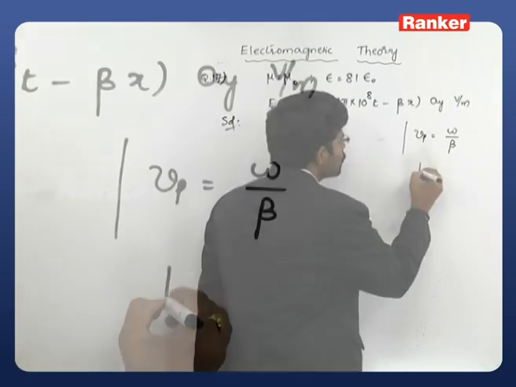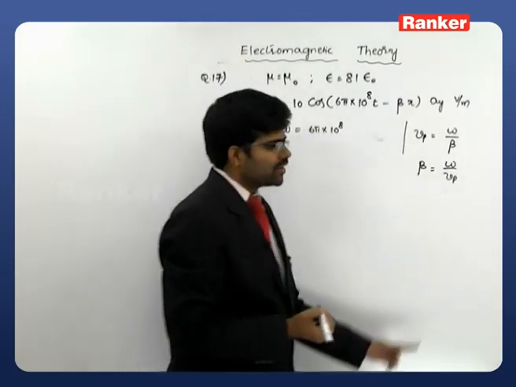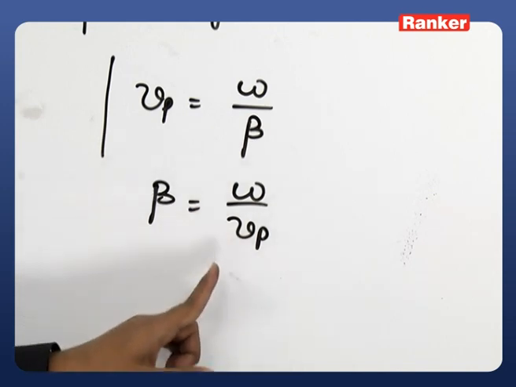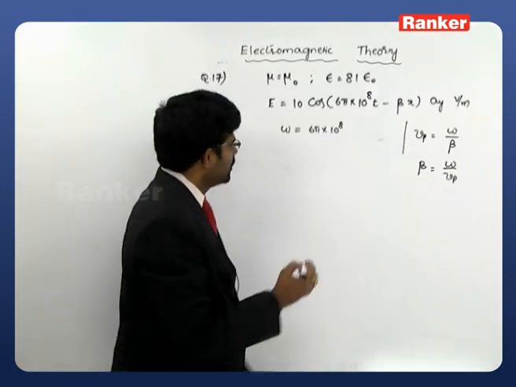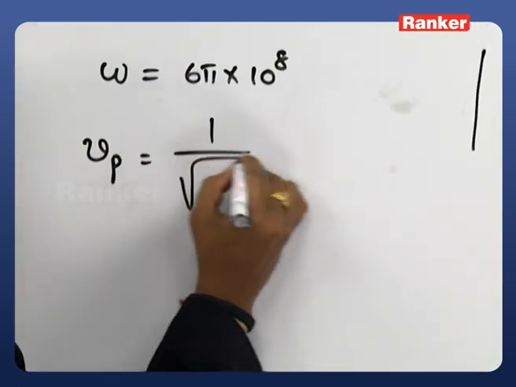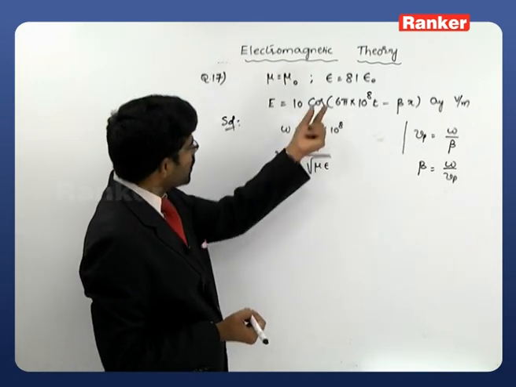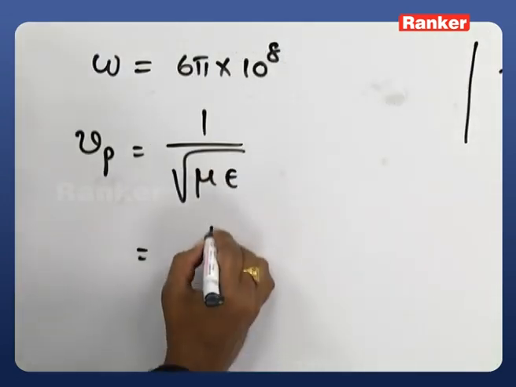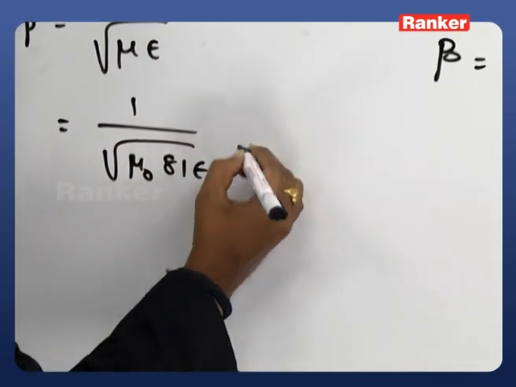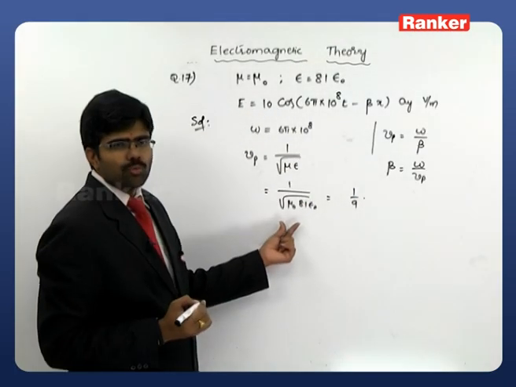Whenever you have calculated this phase velocity, you can directly obtain this beta. So beta is equal to omega by phase velocity. How can we calculate this phase velocity? We have a very good equation for it, 1 by under root mu epsilon, so I will consider that one here. Phase velocity is equal to 1 by under root mu epsilon. Mu is equal to mu naught, epsilon is equal to 81 epsilon naught, so that is 1 by under root mu naught 81 epsilon naught, which is equal to 1 by 9 times 1 by under root mu naught epsilon naught.